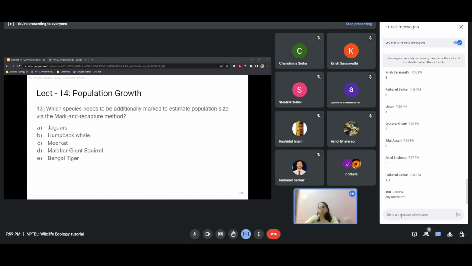Meerkats are small mammals that are found in Africa. You usually see them scurrying around, and they have a sentinel kind of behavior where one of the individuals looks out while the rest of them are foraging, and they're found in large colonies. Giant squirrels are also small mammals. Jaguars are big cats. Humpback whales are large marine mammals. Bengal tigers, yes, all of you know. Only one answer.